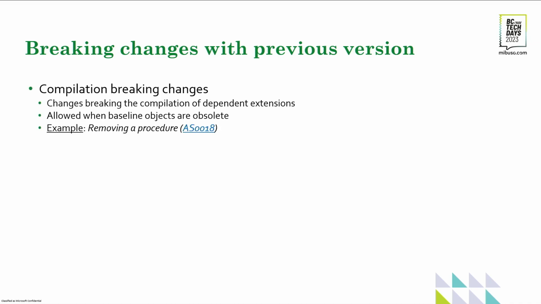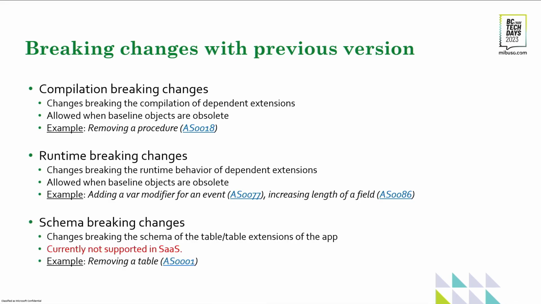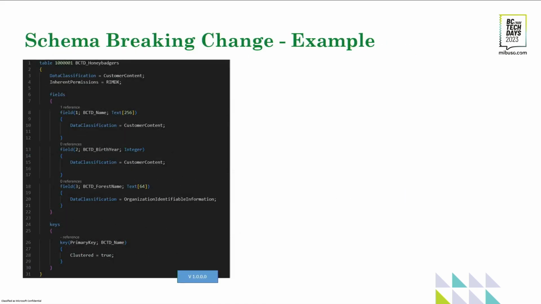So there are different types of breaking changes. Compilation breaking changes, so your change breaks the compilation of another app, for instance, if you've removed something. Those ones can be done as long as you obsolete things ahead of time and wait long enough for dependent apps to be updated. Similarly, you can have runtime breaking changes, for instance, if you're adding or removing var modifiers, or if you're increasing the length of a field. And then you also have schema breaking changes, and those ones are currently not supported, and they are all the changes that impact your table extensions, or anything that has a SQL schema in general.